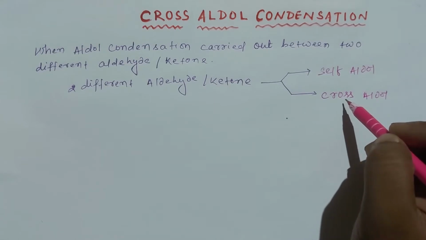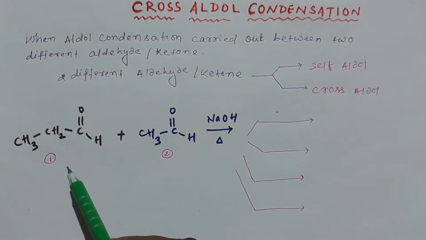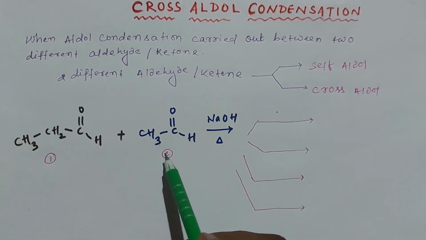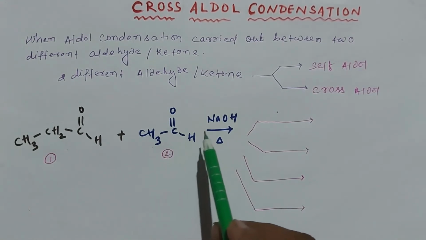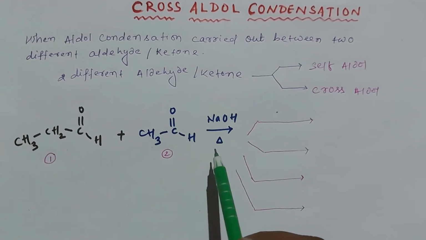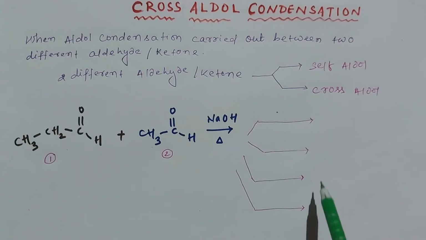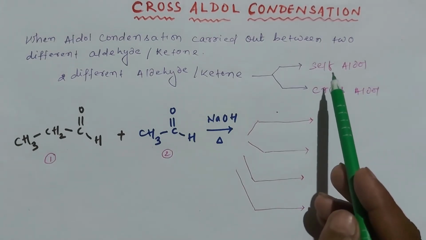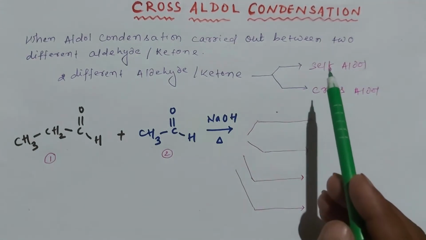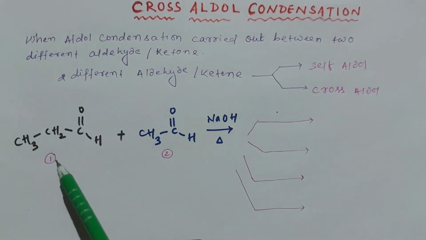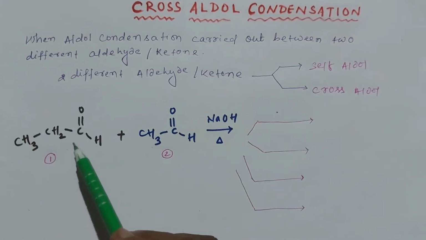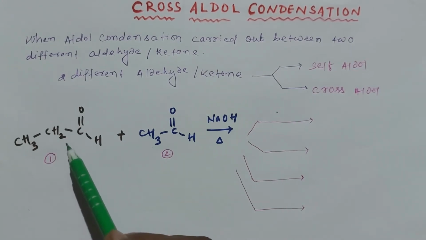Now we will take one example. We are taking two different aldehydes: the first one is propanaldehyde and the second one is acetaldehyde. We will do the aldol condensation reaction. As I told you, there are two types of product, the self aldol product and the cross aldol product. The self aldol product forms when two molecules of the first type react together, that is, propanaldehyde reacts with another molecule of propanaldehyde.